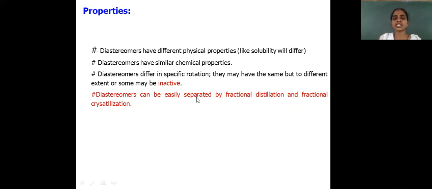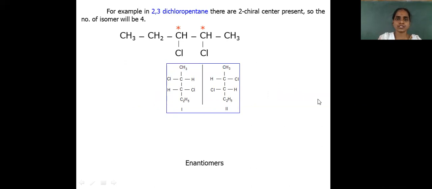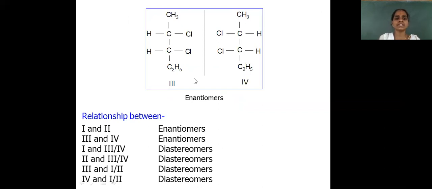Diastereomers can be separated by processes like fractional distillation and fractional crystallization. As an example, I took 2,3-dichloropentane. At the second and third positions, two chlorine groups are there, and there are 5 carbons. So which are the enantiomers and which are the diastereomers here?